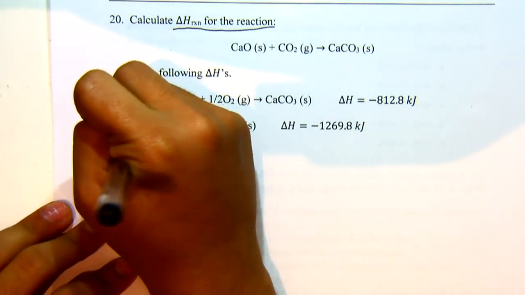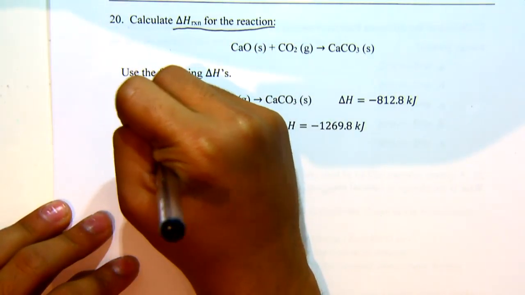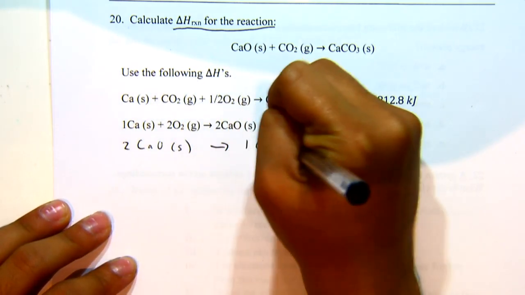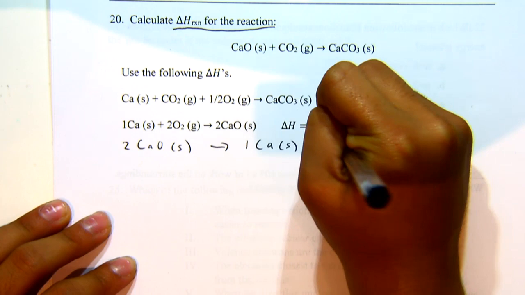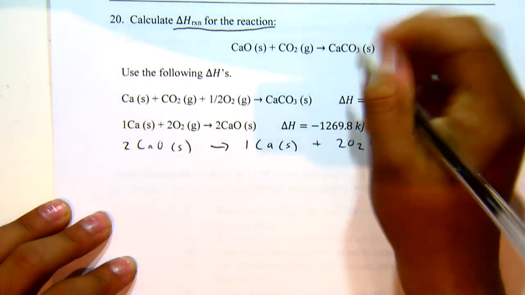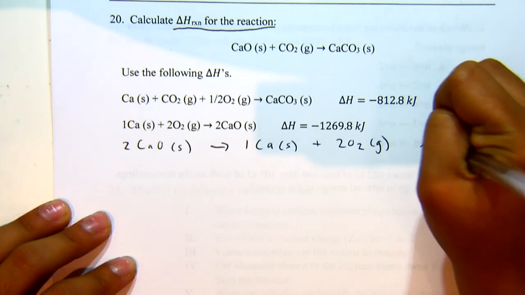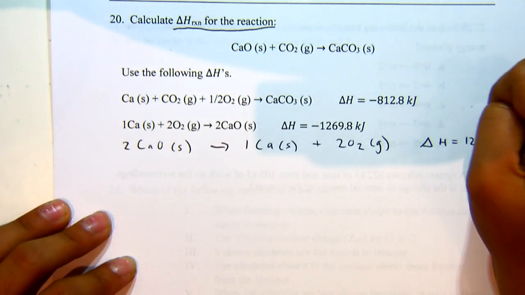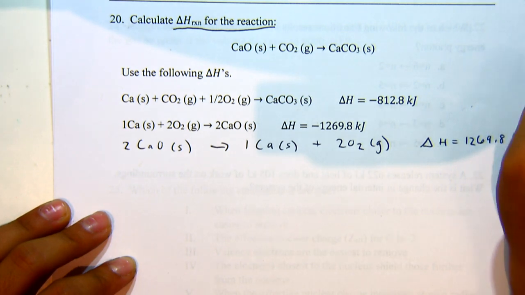So when you flip this, it would look like this, plus 2O2 gas. And you're going to have to flip the sign of the delta H now. So your delta H is going to equal 1,269.8 kilojoules.